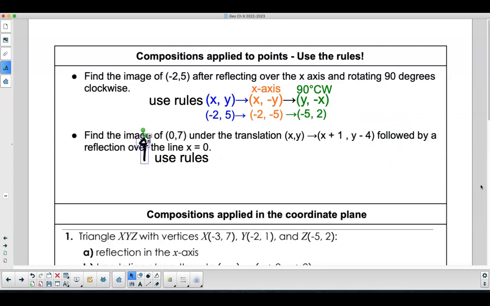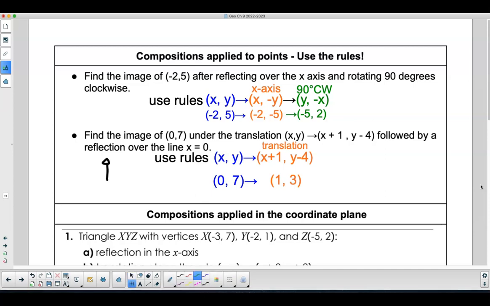I'm going to do something similar on this one. I first write the rules I need, and I've got my original point, (0, 7). I'm going to add 1 to the x and subtract 4 from the y. So I become (1, 3). But I still have this other step, reflection over the line x equals 0. That happens to be the same rule as y-axis reflection. So I change my x and keep the y the same.